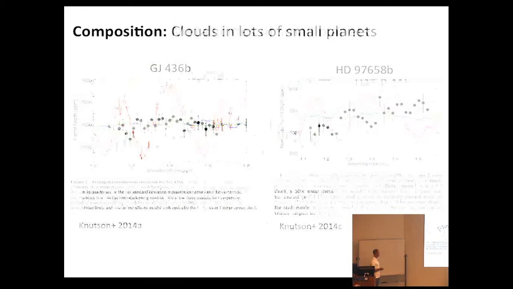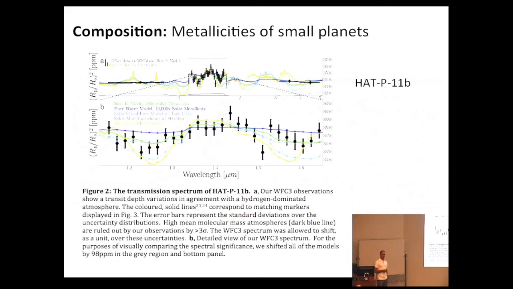Now, there is one exception, and this is a very important and exciting exception, and that's the planet HAT-P-11. Its mass is about 20 times the mass of the Earth. So it's not in the super-Earth regime, but it's still in this category of smaller planets. Again, HST WFC3, but now we're seeing, for the first time in this mass regime of transiting planets, the detection of water absorption in the planet's atmosphere. So this is super exciting because not all of these planets have completely obscured atmospheres. Transmission spectroscopy can tell us fundamental things about the atmosphere besides just clouds, as interesting as they might be.